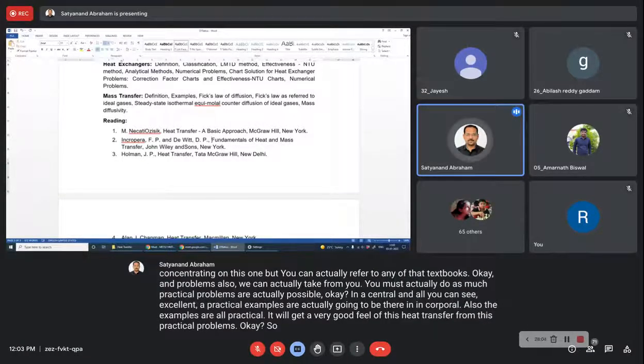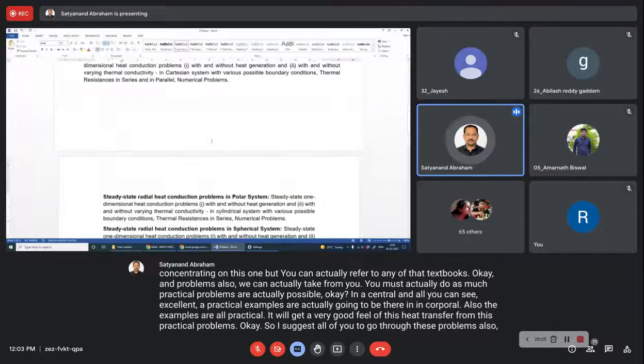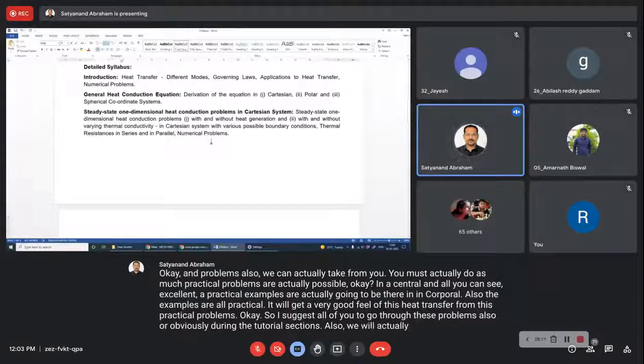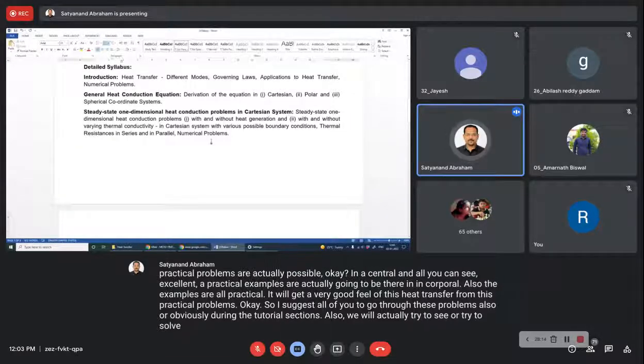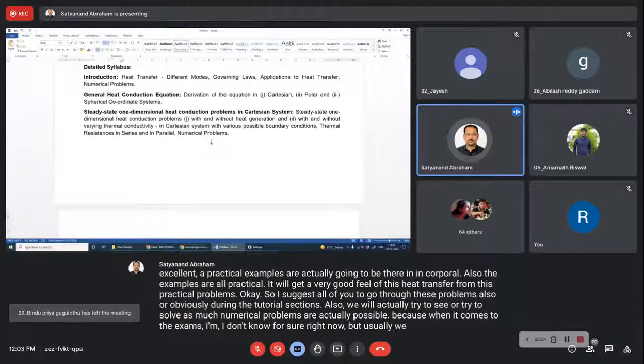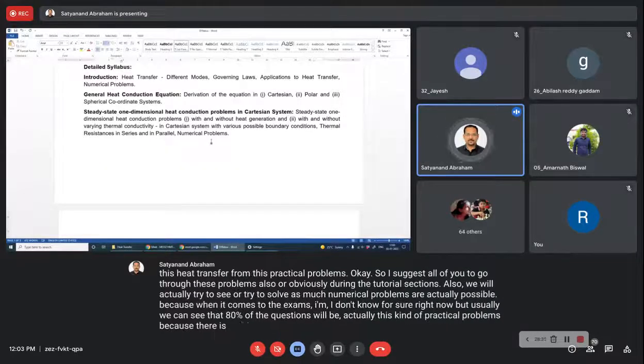Okay, so I suggest all of you go through these problems also. Obviously, during the tutorial sessions, we will try to solve as many numerical problems as possible. Because when it comes to the exams, I don't know for sure right now, but usually 80% of the questions will be this kind of practical problems, because there is nothing much to ask in the theory part.